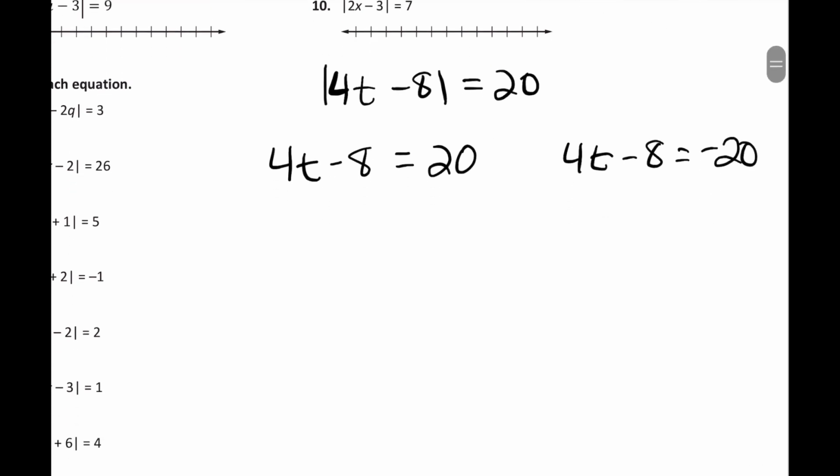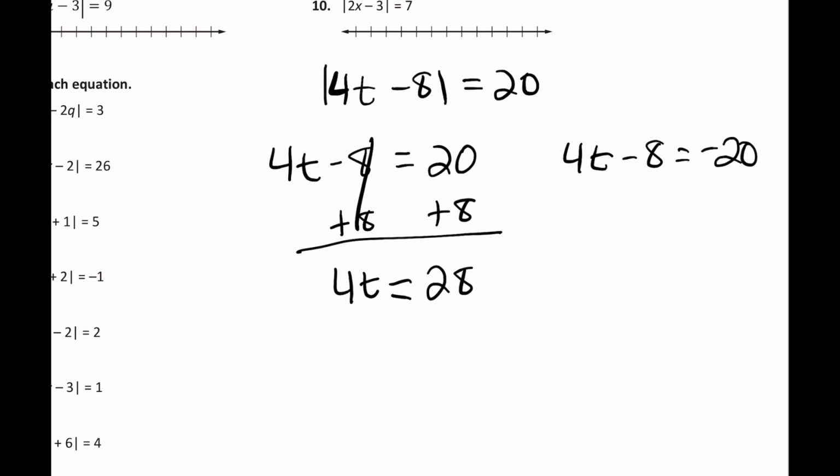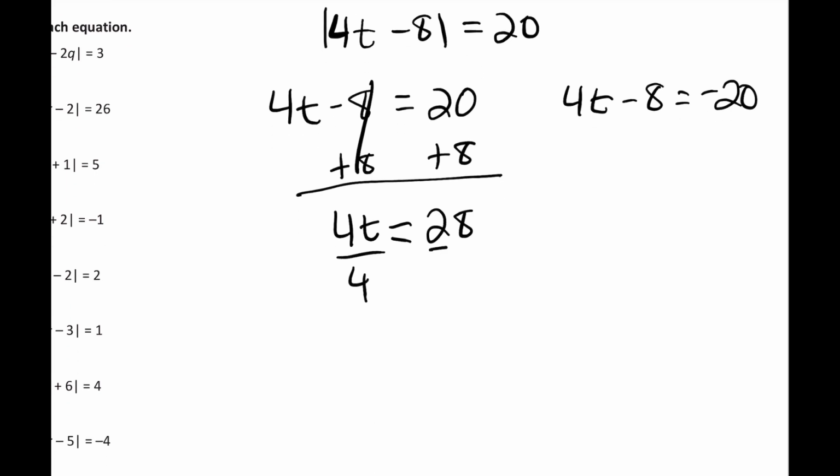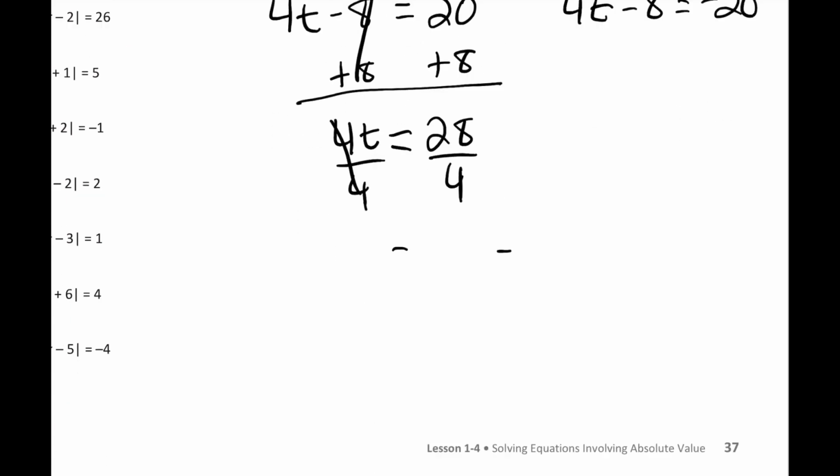So first I want to isolate t by adding 8. Those will cancel, and 4 times t is equal to 20 plus 8, which is 28. I'll divide out my 4. Those cancel. So t is equal to 28 over 4, and 28 divided by 4 is just 7, so t equals 7.